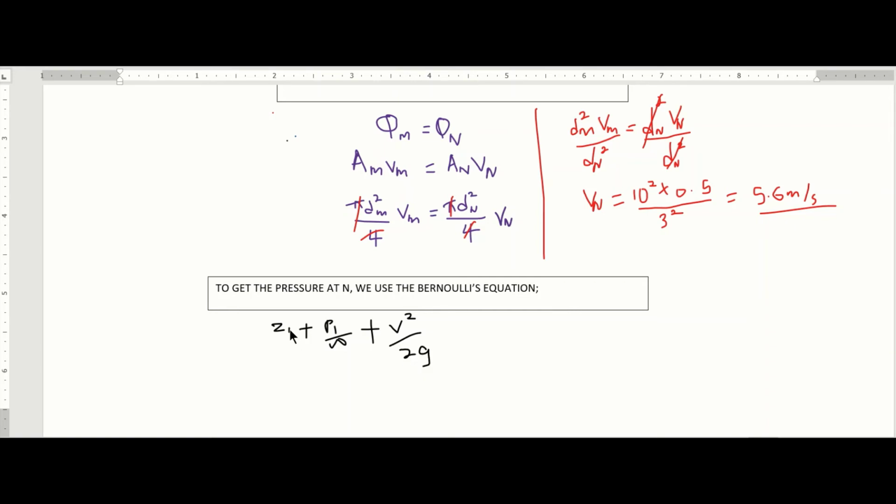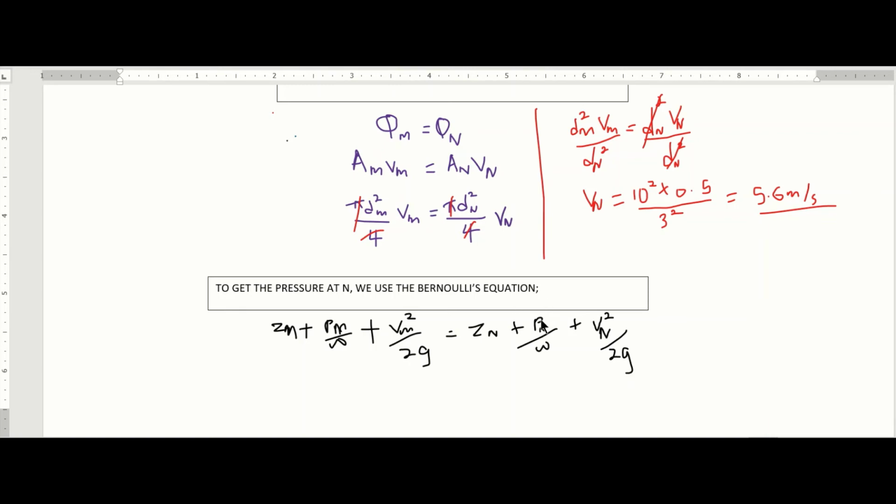Now this time I'll call this my N. All right, this is the N. This is my velocity at N. Okay, is equal to the height at N plus the pressure at N over the weight of water plus the velocity at N squared over 2G. So we're asked to find the pressure at N.